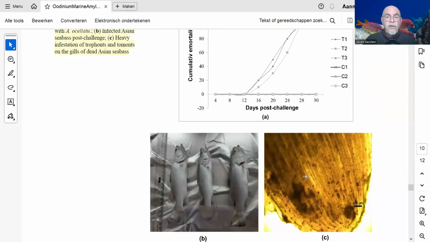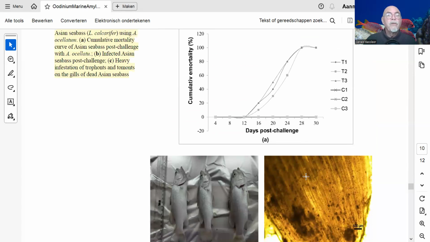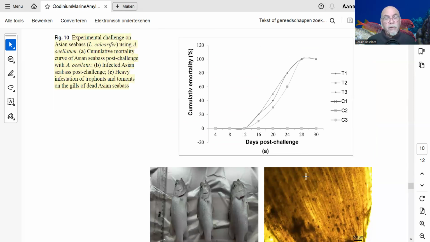If we examine the experiment they did with the sea bass, they inoculated, they added parasites to 3 fish tanks with different salt levels. And they had 3 control groups which did not receive the parasites, Oodinium or Amyloodinium or velvet disease. And you could see after 28 days, the fish all died in those 3 tanks. And here below, you can see this is the control groups. There was no mortality at all.